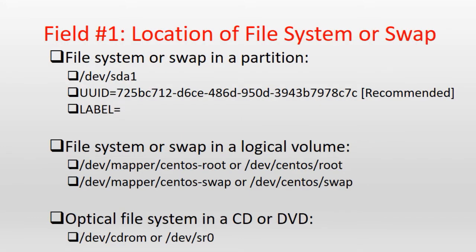Field number 1 defines the device file name of the disk partition, the logical volume, or the optical device where the file system or the swap is resident. For example, /dev/sda1 is a disk partition. We may instead use the universally unique identifier, the UUID, or the label associated with the file system or the swap. For logical volumes, we use the device file paths, such as /dev/mapper/centos-root or /dev/centos/root. And for optical devices such as a CD or DVD, we normally use /dev/cd-rom or /dev/sr0 in this field.